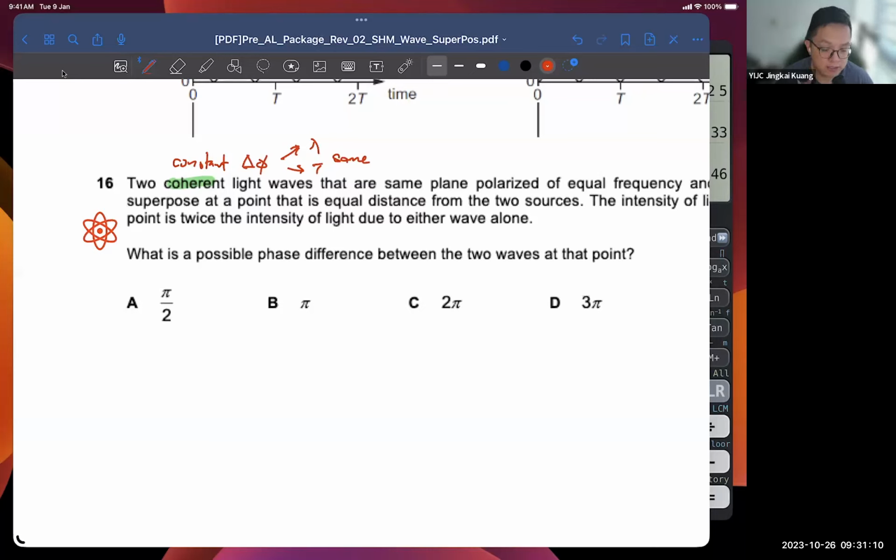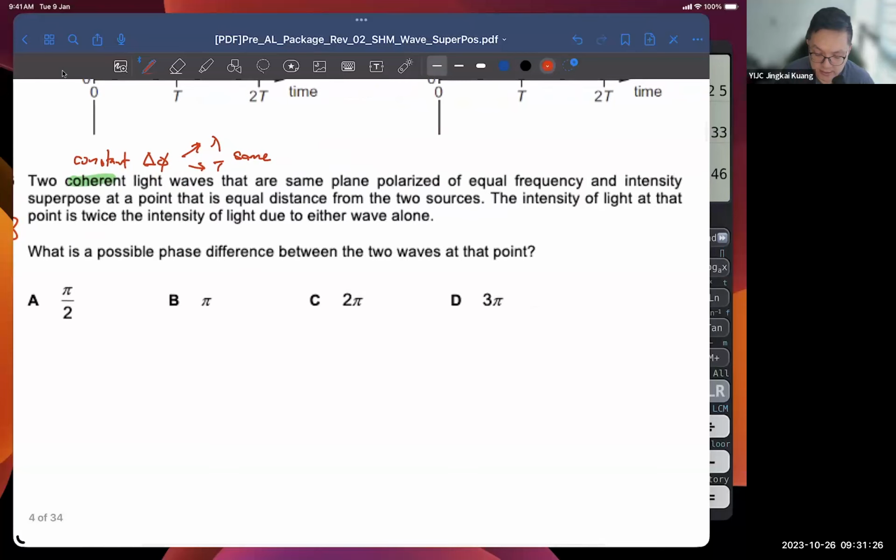It does not concern the amplitude. The amplitude is not part of this discussion when we talk about coherence. Coherence is just a matter of maintaining the same phase difference. You can have different amplitudes, but you can still have the same phase. You can be in phase, you can be out of phase. That's fine.